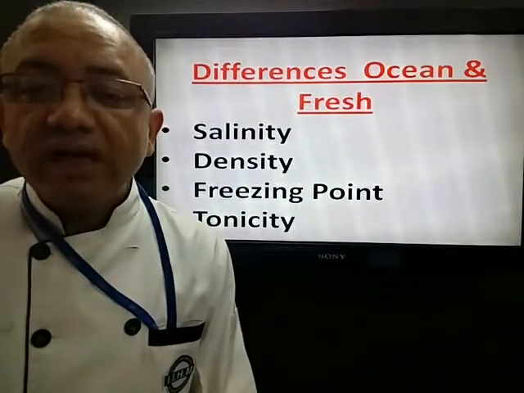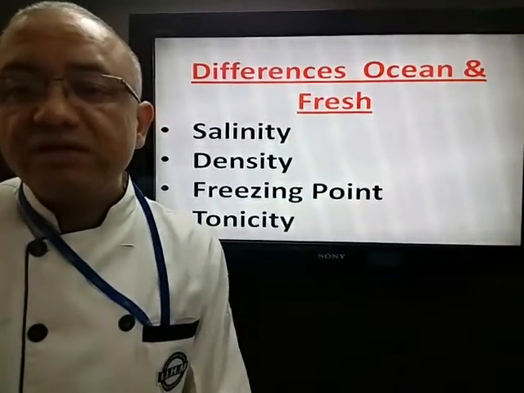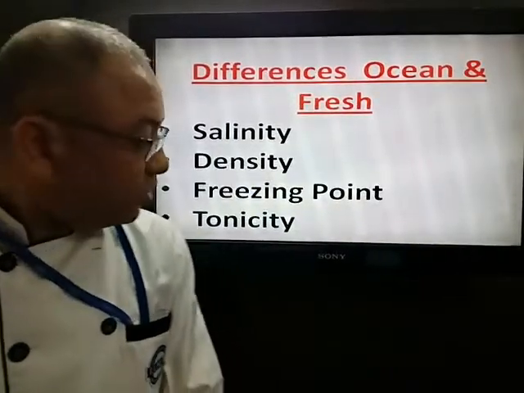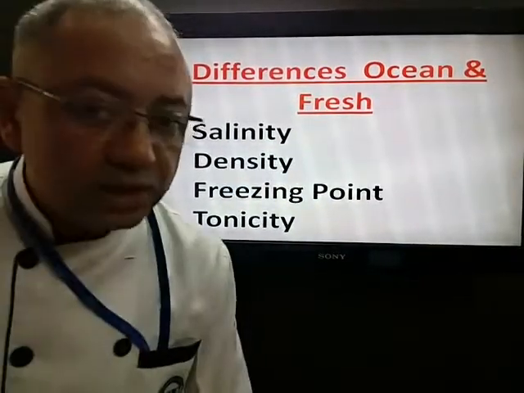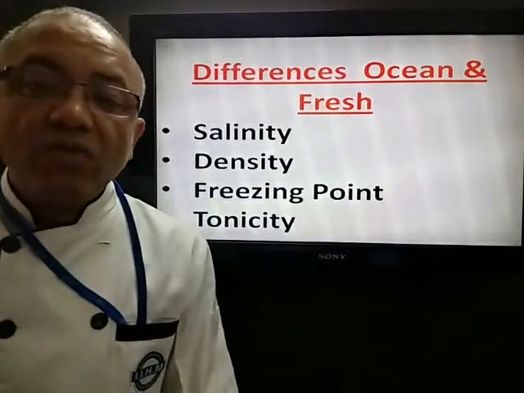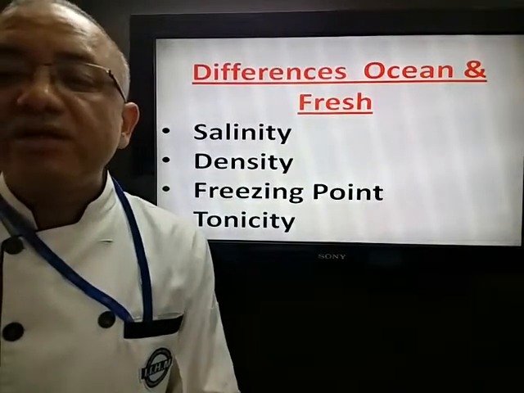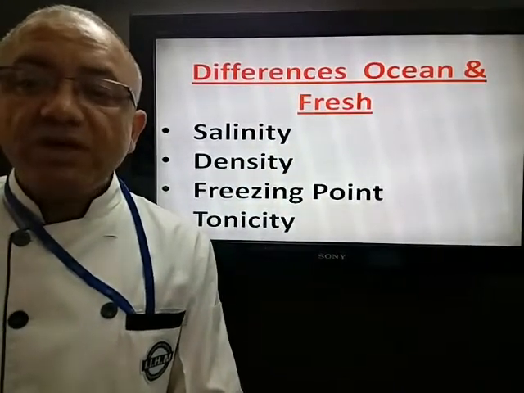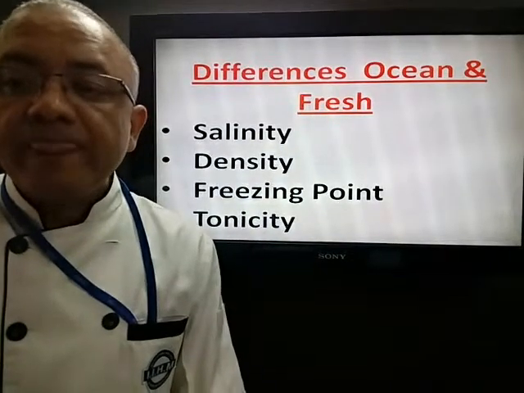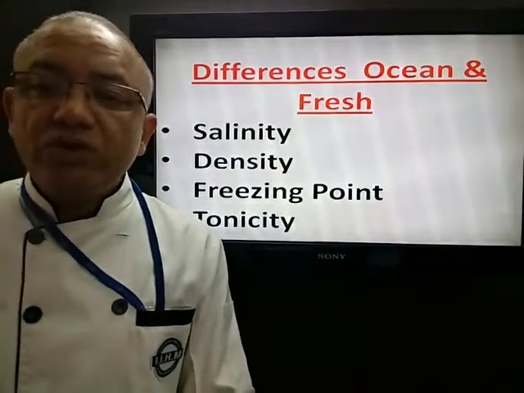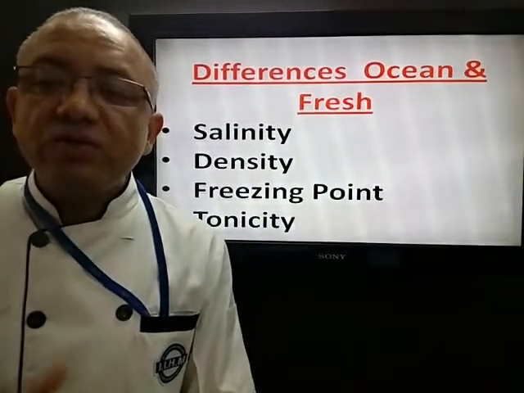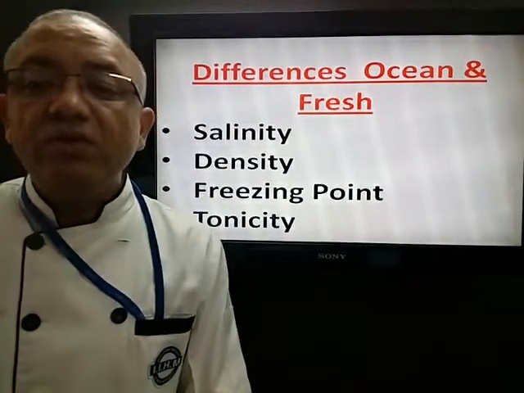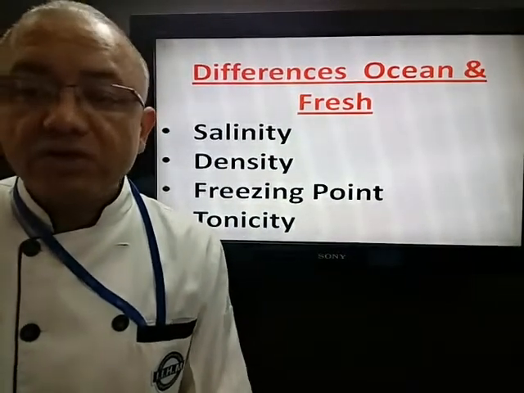One of the last things which differs seawater from fresh water is the tonicity. When we talk about tonicity, when water with a different concentration of salt or any solute is positioned across a semi-permeable membrane, the water will flow to the side of the membrane with the higher solute concentration. It is an attempt to even out the concentration of the solutes.